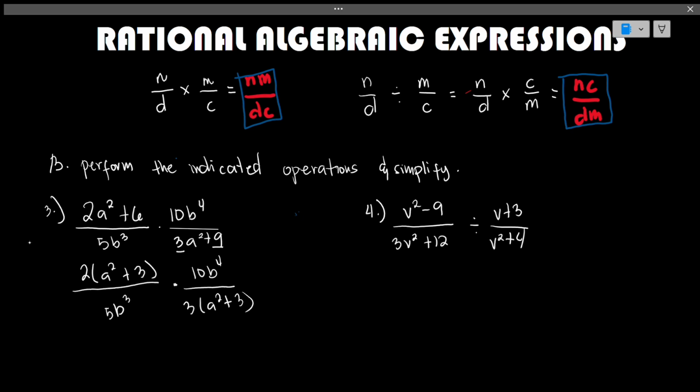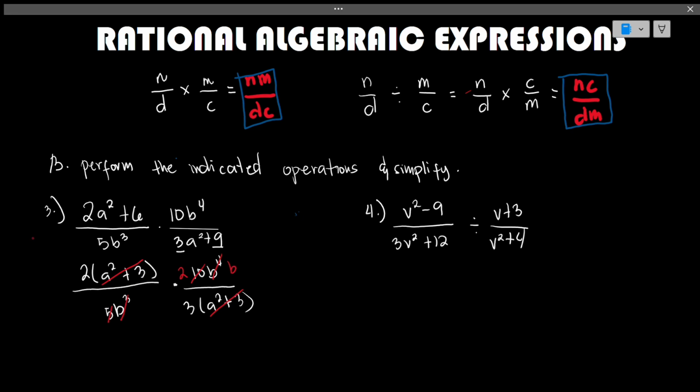Upon ensuring that all of the algebraic expressions are already written in their factored form, we can now start canceling their common factors. The common factor we have is a squared plus 3, so we can cancel this and this one. Followed by 5, we can cancel them. This will become 2. And b raised to the power of 4 and b cubed, we can cancel this. This will be left with b.